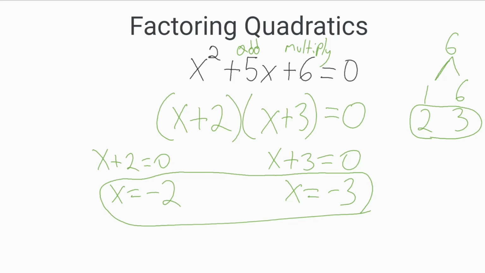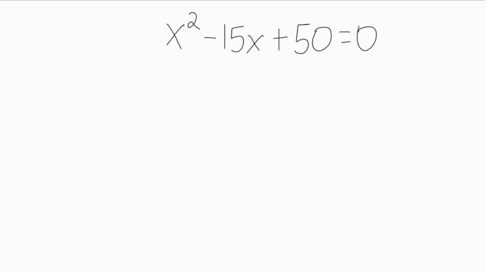We got a couple more, so let's keep going. The second example, x squared minus 15x plus 50 equals 0. Now we can see we have one of our terms that's negative. That's okay. We're still doing the same thing. We need to multiply to this 50, but add to this negative 15. So let's look at this 50 here.